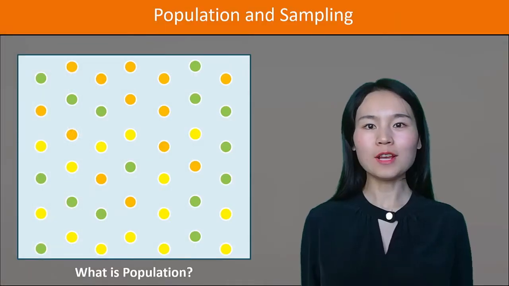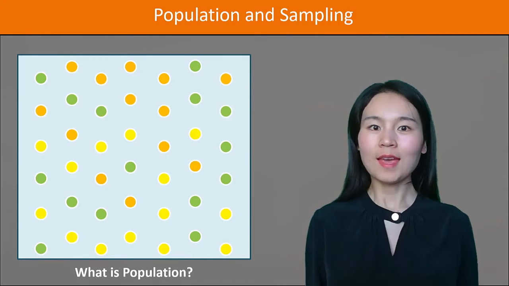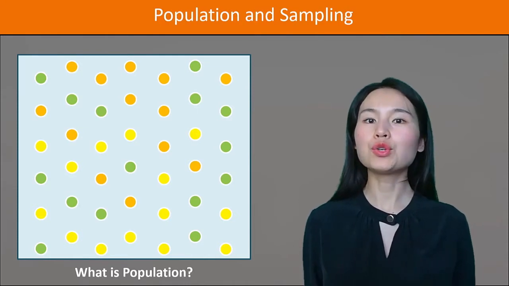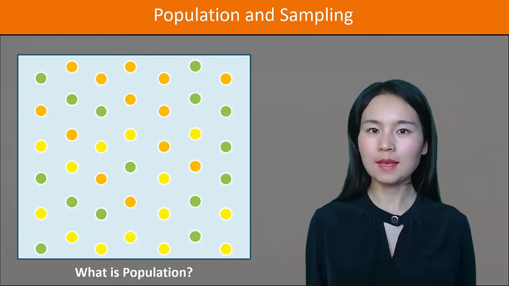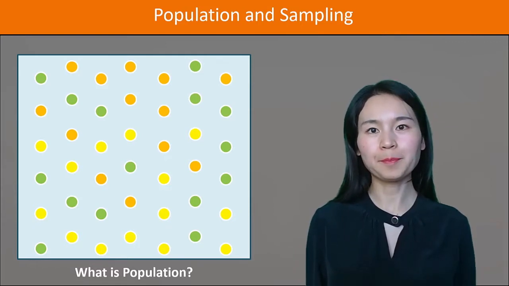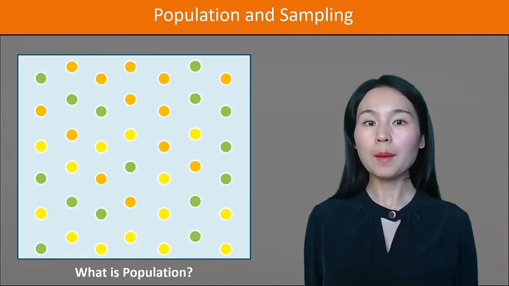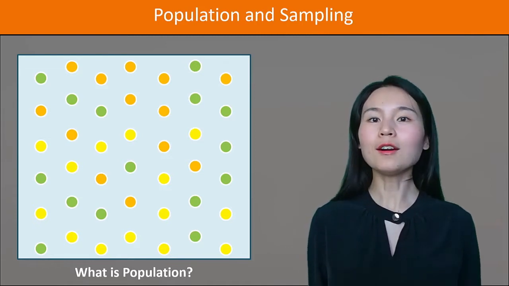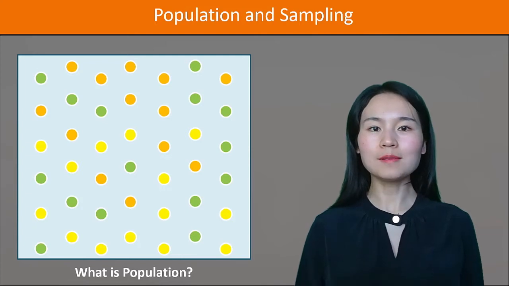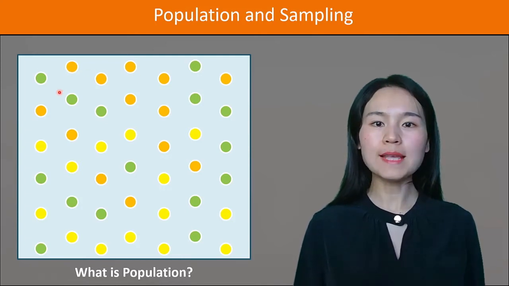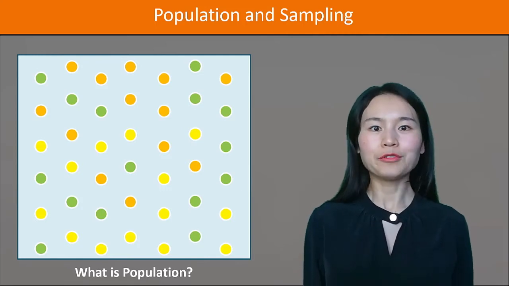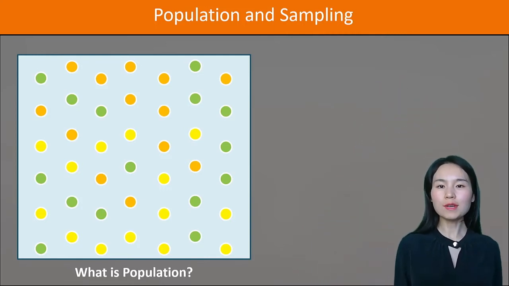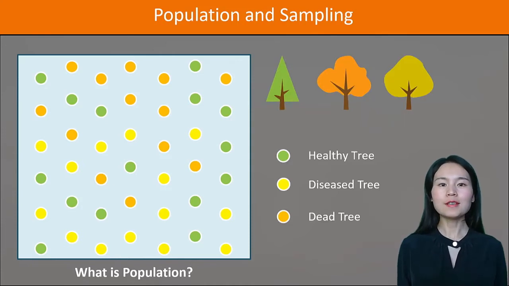What is population in statistics? It is not restricted to everyone who lives in a particular place, as we normally think it is. It can be more abstract. We can think of them as the dots that can represent any possible entity or objects. For example, they can be trees. Different colors represent different status of trees.